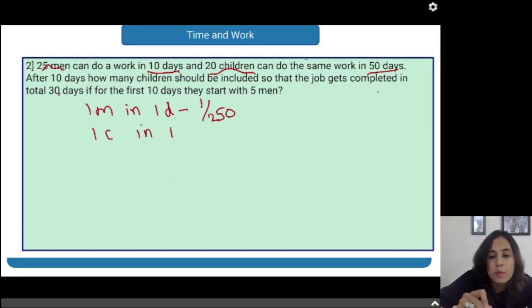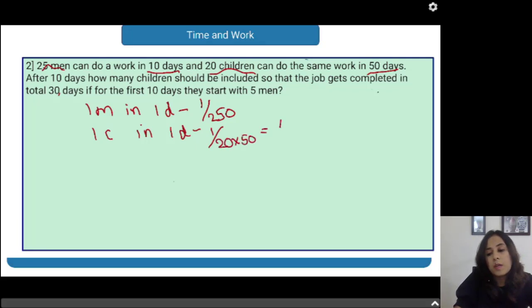Similarly, one child in 1 day is going to do 1 upon 20 into 50, which comes out as 1 upon 1000.